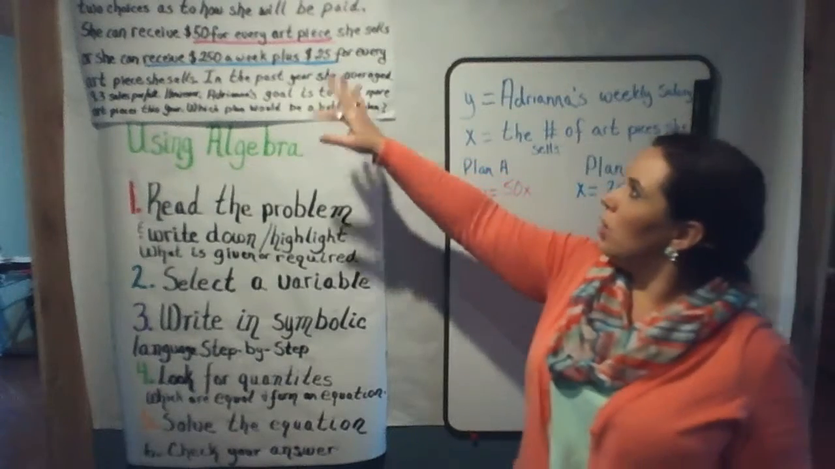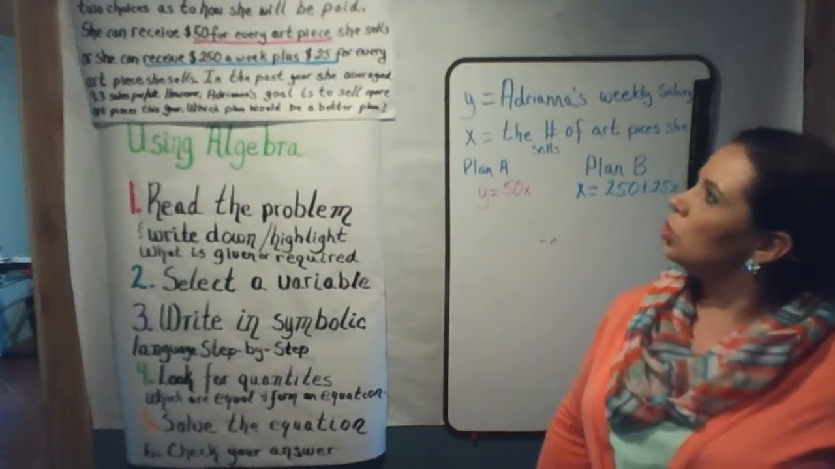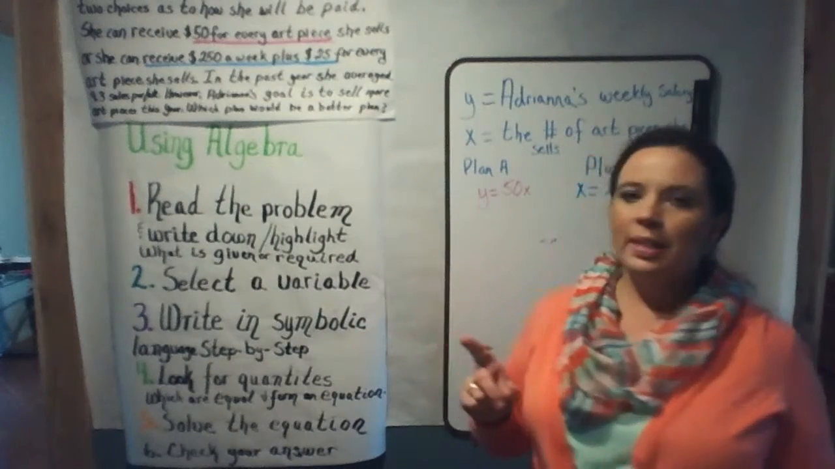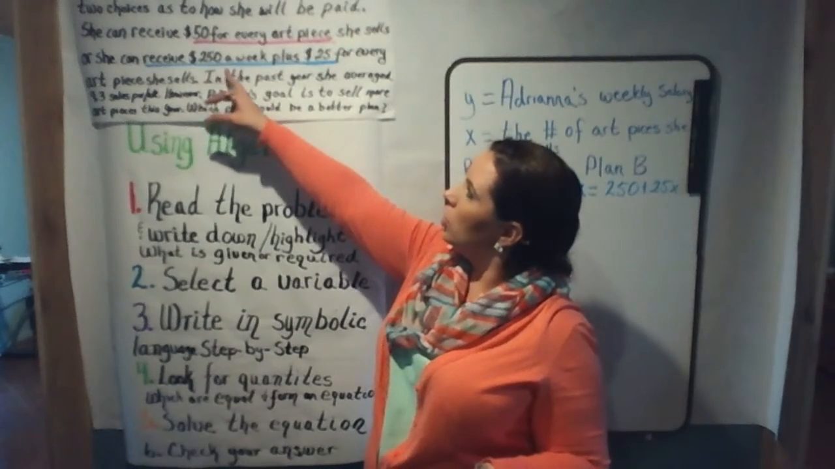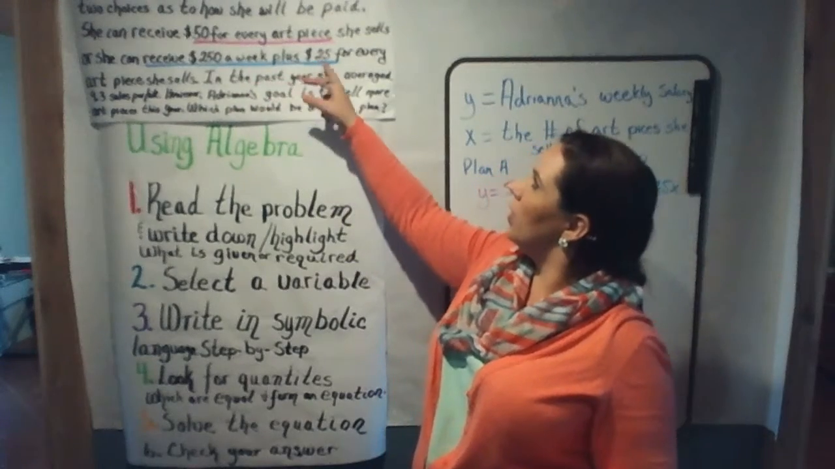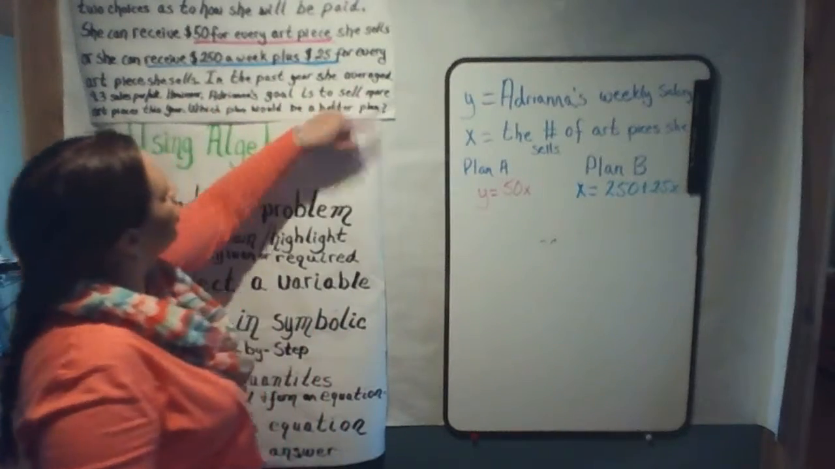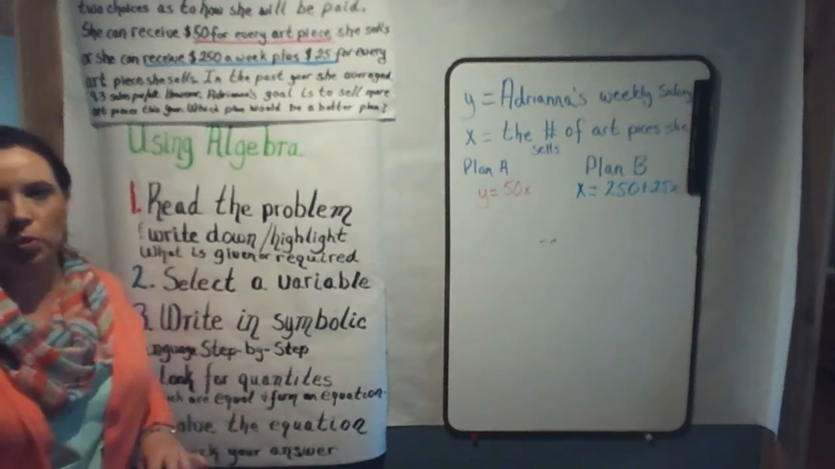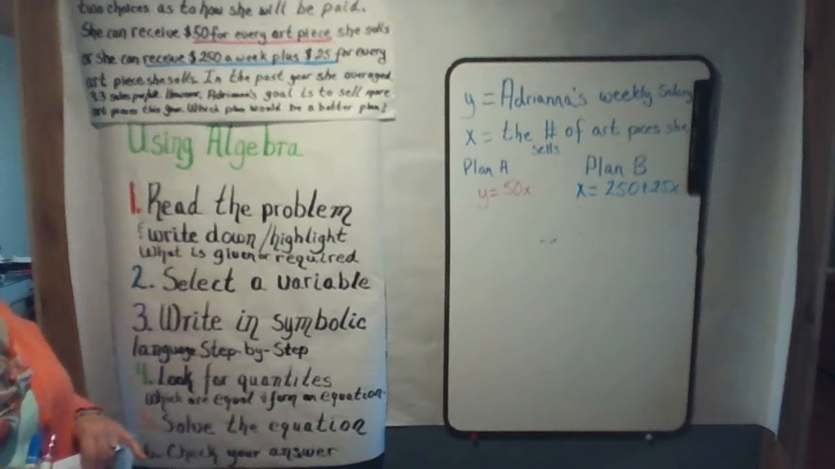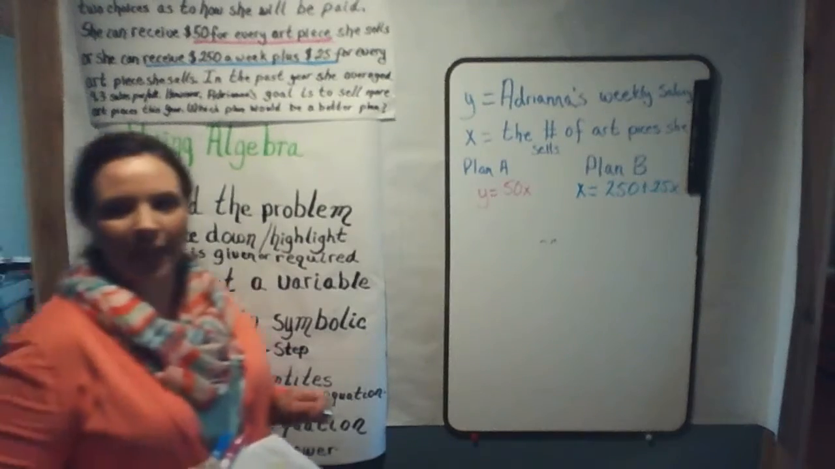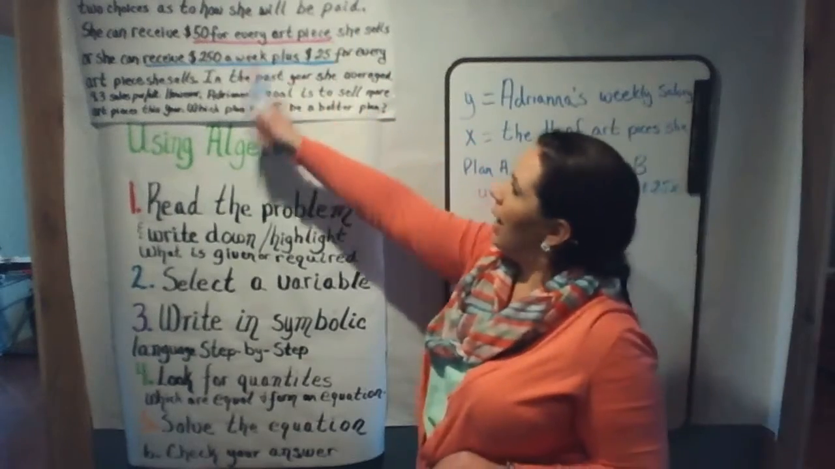So Adriana has been promoted to head salesperson of an art gallery. Adriana has two choices of how she'll be paid. She can receive $50 for every art piece she sells, or she can receive $250 a week plus $25 for every art piece that she sells. In the past year, she averaged 9.3 sales per week. However, Adriana's goal is to sell more art pieces this year. So we're trying to find out which plan would be a better plan for Adriana. Which way of her getting paid would be better.